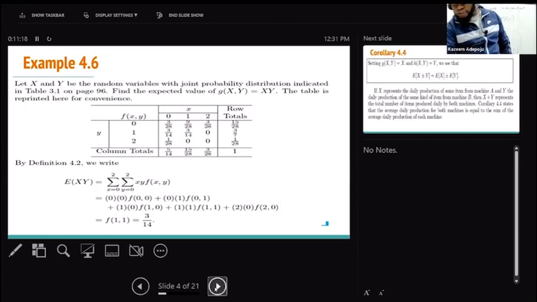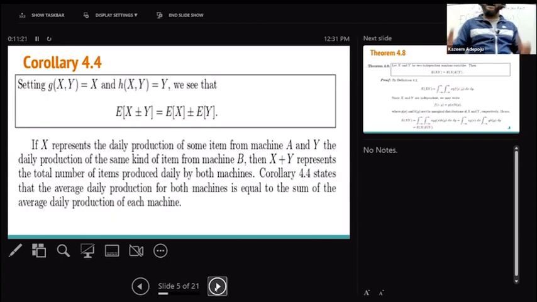But if I'm talking about the sum, when do I add variables together? Take a look at this example. If X represents the daily production of some item from machine A, and Y the daily production of the same kind of item from machine B. In your company, you have two different machines that are producing the same thing, which means if you're interested in the total number of items produced, you're basically going to add the one from machine A to machine B.